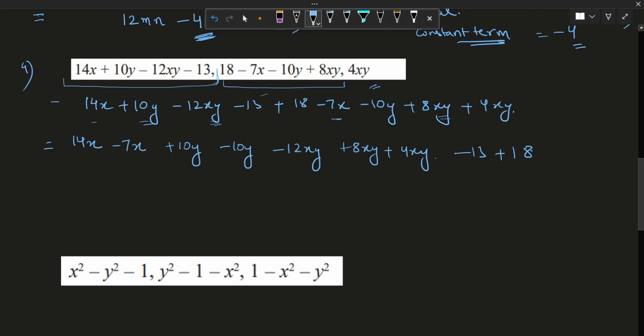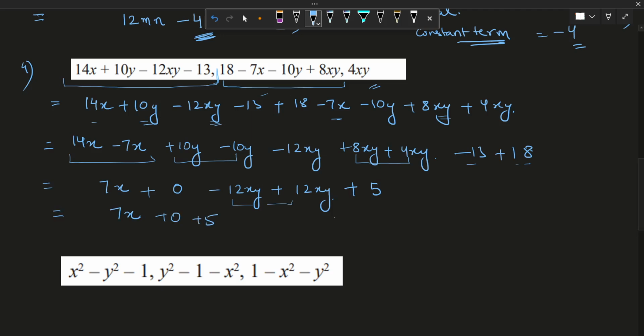Now, the easy way. 14 minus 7, 7x. 10 minus 10, you know, is 0. Minus 12xy, I'll write. And then I know the plus terms we add first. 8 plus 4 is 12xy. Fine. Then minus 13 plus 18. One negative, one positive, so you subtract. So plus 5. What will you get here? 7x, 0, don't take it. This will be 0 again, plus 5. So your final answer is 7x plus 5. You got a binomial here.